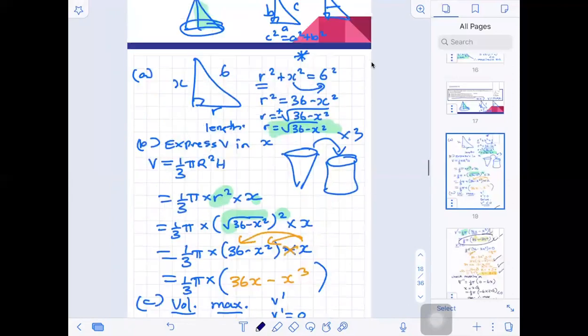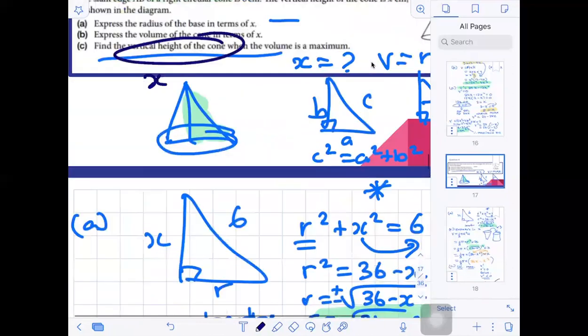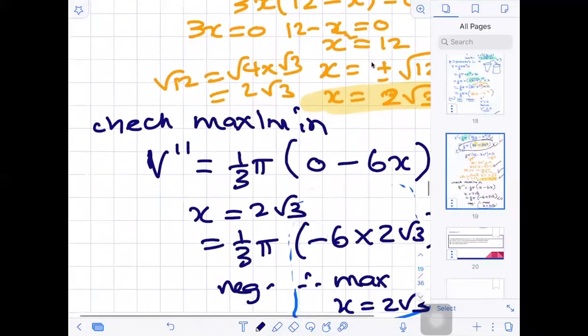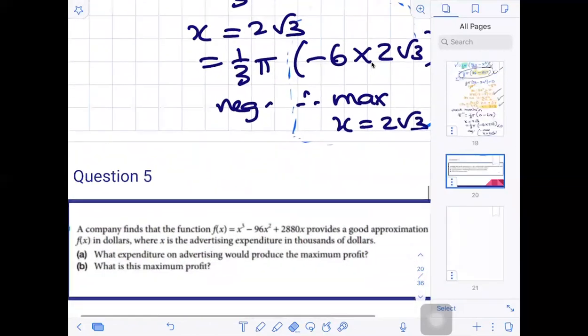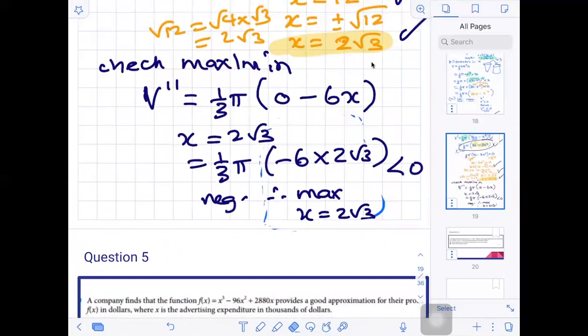So always go back, make sure you answer the question, find the vertical height, so that's x. I have found x for which it is a maximum, so that means that I have actually answered the question. Okay, all right, so we're just going to stop that one.